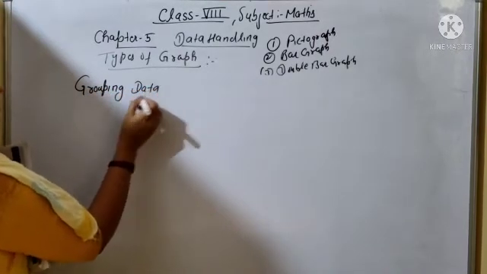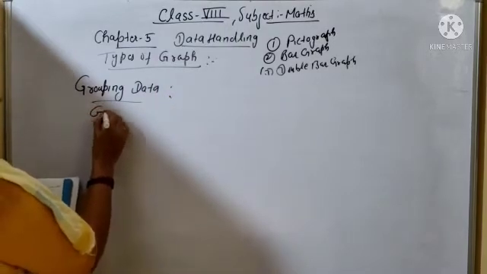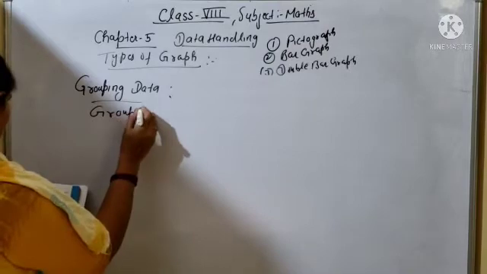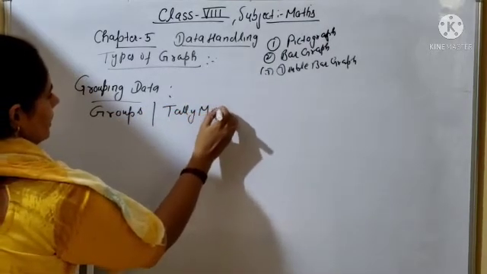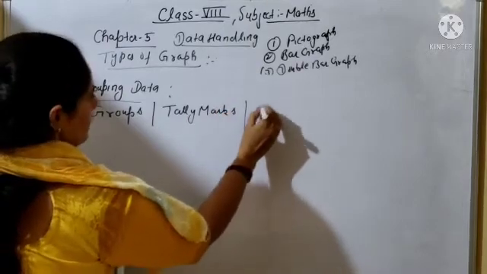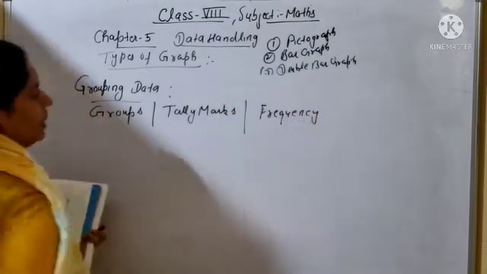data. So grouping data, how will you organize it in a table? For example, you will write groups, after that tally marks, and after that the next column, frequency.